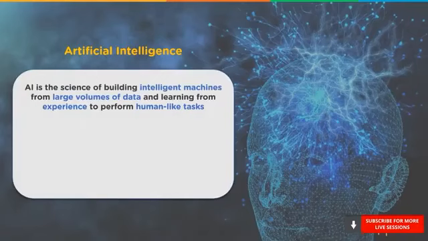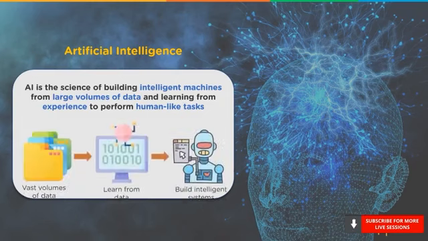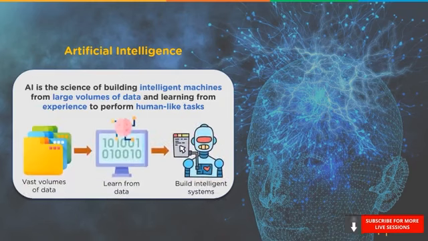First, let's understand what really is artificial intelligence. Artificial intelligence is the science of building intelligent machines from vast volumes of data. This data can be structured, semi-structured, or unstructured in nature. AI systems learn from past experiences and perform human-like tasks. Artificial intelligence enhances the speed, precision, and effectiveness of human efforts. AI uses sophisticated algorithms and methods to build machines that can make decisions on their own.